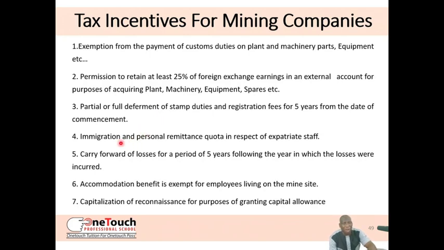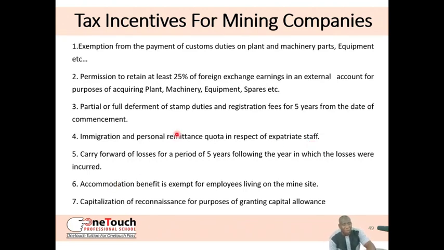Then mining companies are given immigration and personal remittance quota in respect of what? Expatriate staff. When it comes to mining companies, and even petroleum companies as well, there are expatriates that want to come and work here. They can come without a work permit, but there is a quota. Not all of them. But it's an incentive to encourage them to come. So, immigration and personal remittance quota in respect of what? Expatriate staff. Once it is within the quota, they don't require a work permit.